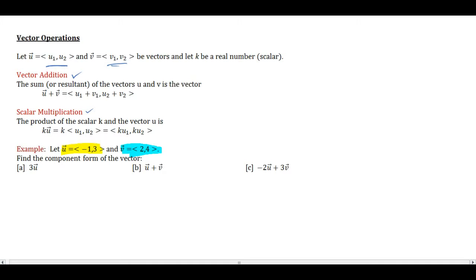Now if I want to find out what 3u is, then I'm just going to take 3 times vector u and I will get a new vector, which will be negative 3, 9. And that's the endpoint. Again, starting at the origin and ending here, that would be our new vector, the vector that's 3 times the magnitude, or 3 times u.